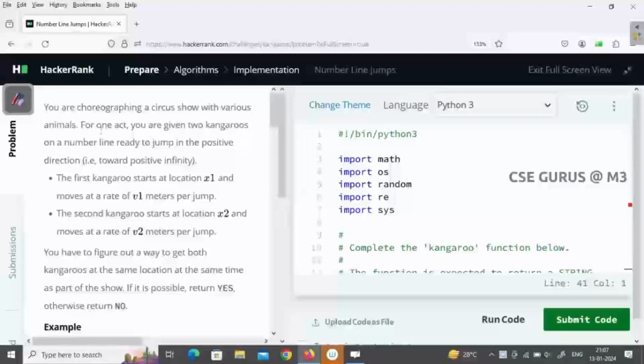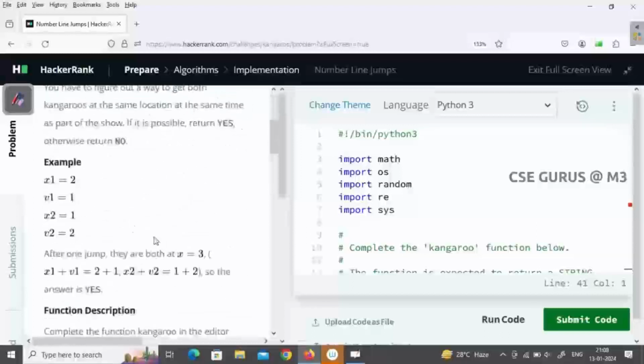Reading the problem statement: you are choreographing a circus show with various animals. For one act, you are given 2 kangaroos on a number line, to jump in the positive direction only. The first one starts at x1 and moves at a rate of v1. The second one starts at x2 and moves at a rate of v2.